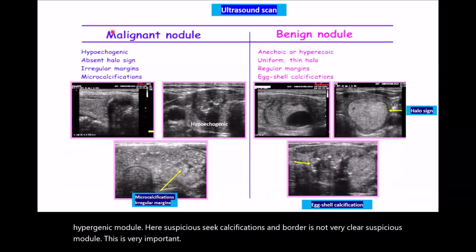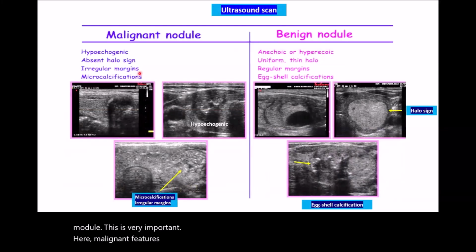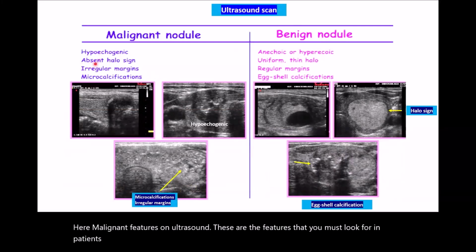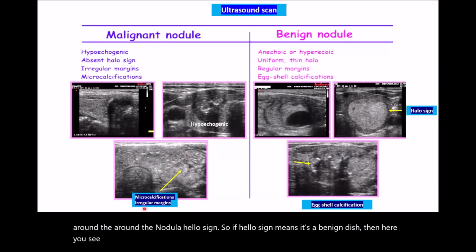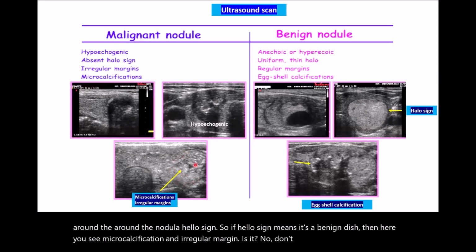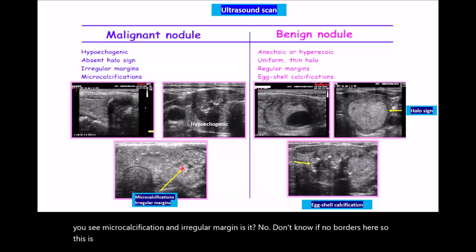Here, malignant features on ultrasound. These are the features that you must look for in patients. Hypoechogenic, absence of halo sign. This is a halo sign, a ring of hypoechogenicity around the nodule. If there is a halo sign, it means it's a benign lesion. Then here you see microcalcification and irregular margin. There are no borders here. So this is suspicious of malignancy.